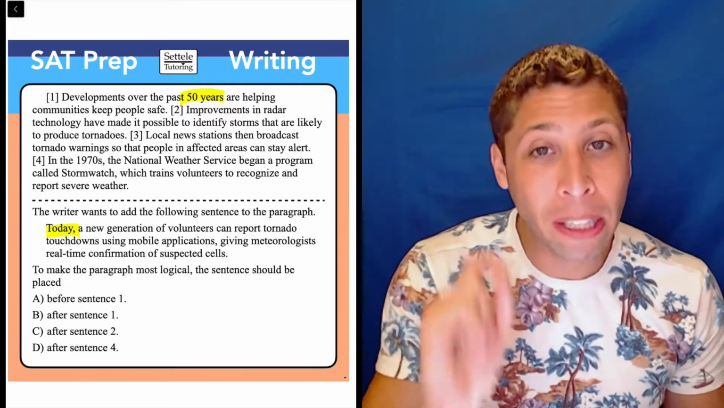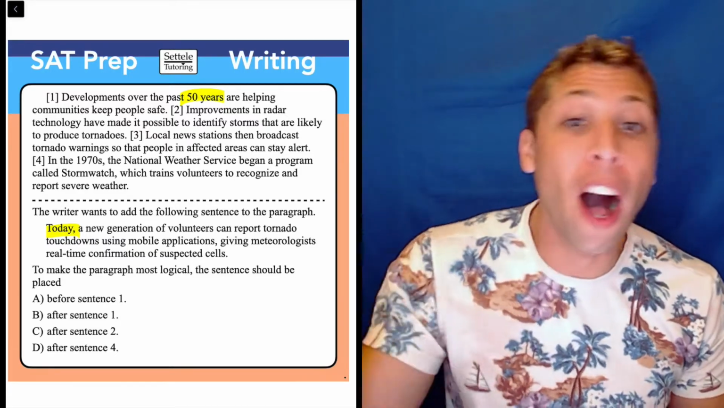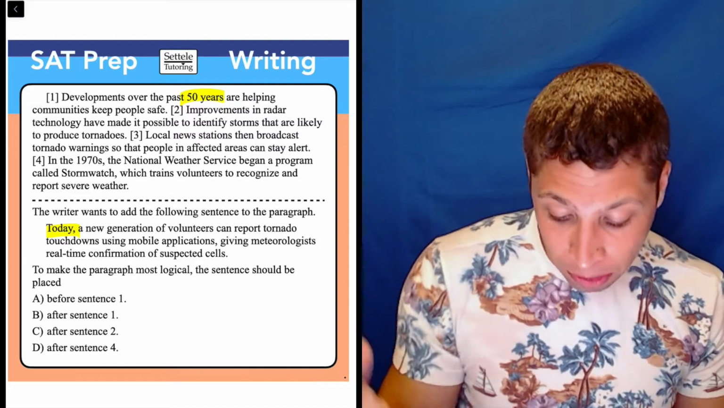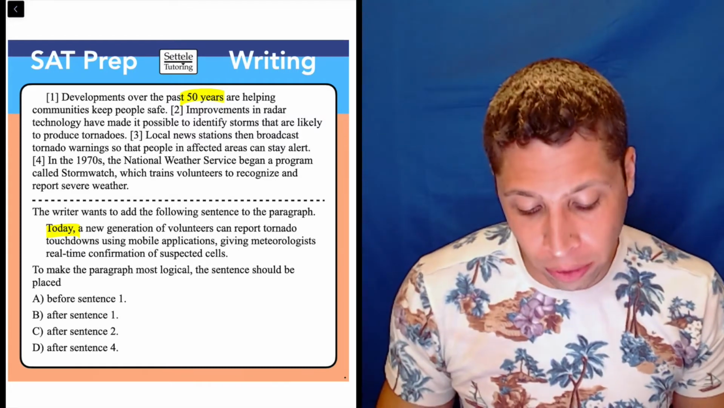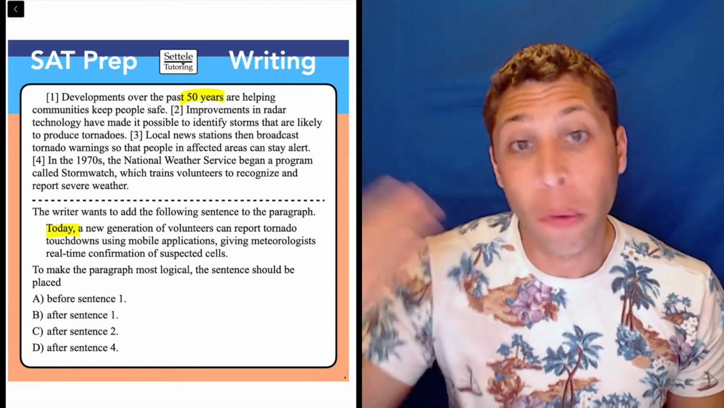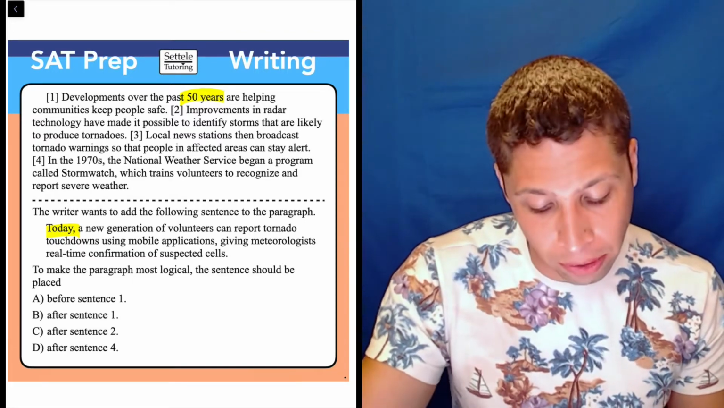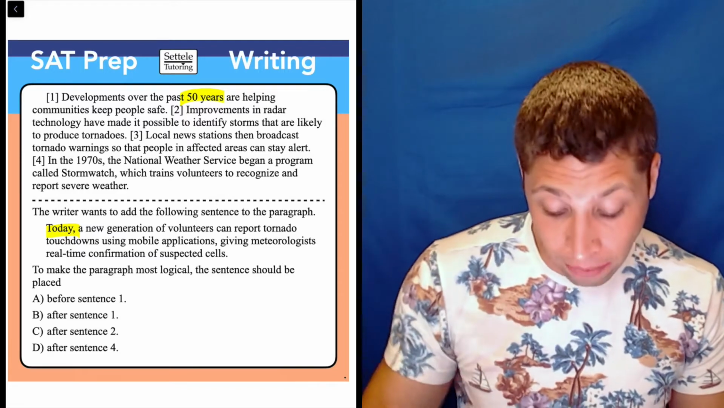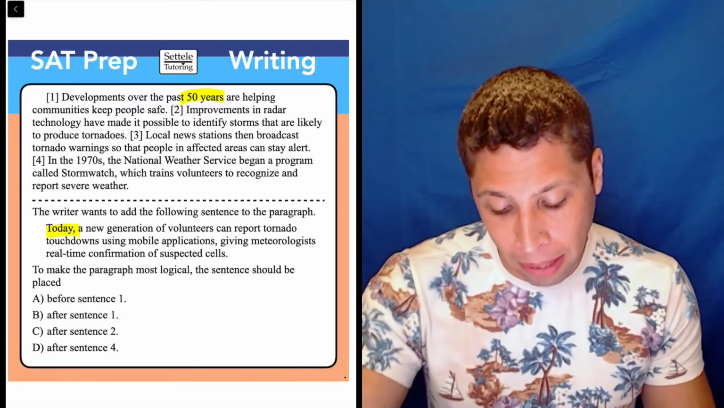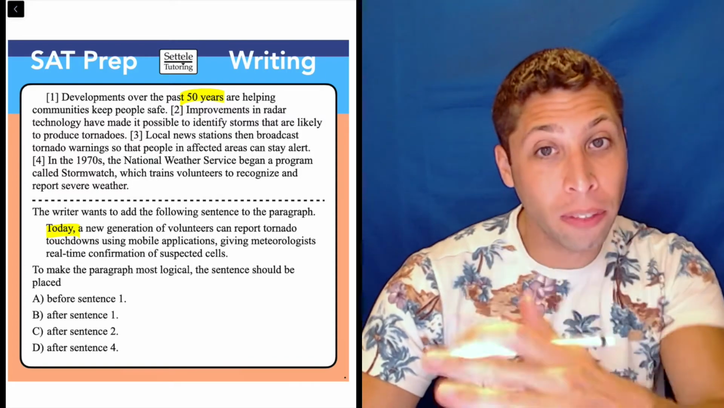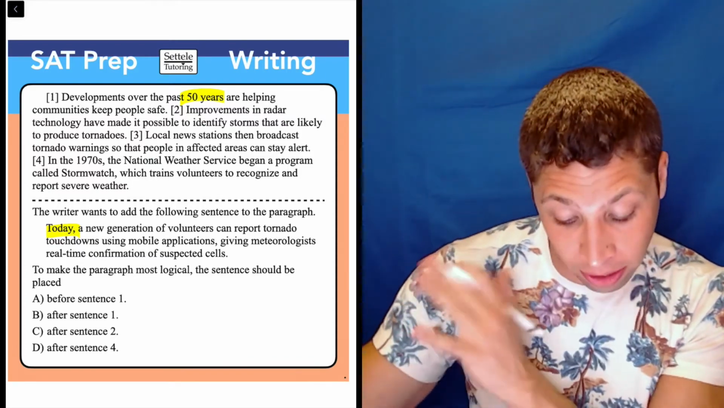But we have to make sure that when we put a sentence somewhere, we don't break up other sentences that belong together. So if we look at sentence 2, improvements in radar technology have made it possible to identify storms that are likely to produce tornadoes. We're still talking about the past. Continuing, local news broadcast stations then broadcast tornado warnings so that people in affected areas can stay alert. In the 1970s, the National Weather Service began a program, and so on. And then today, a new generation of volunteers, right? So we are shifting from what happened in the 70s and the volunteers back then.